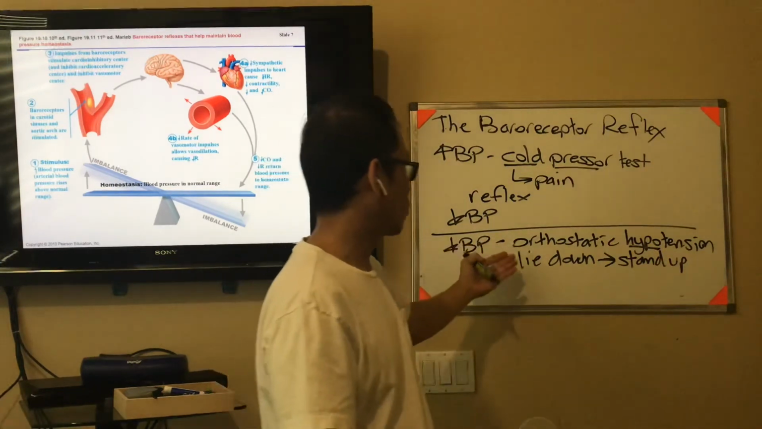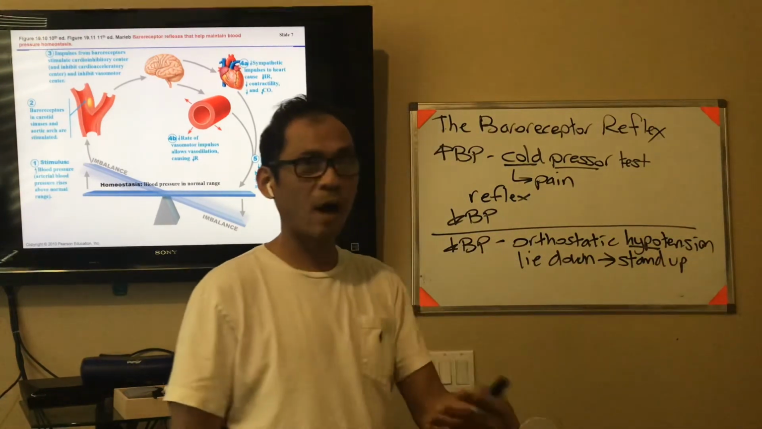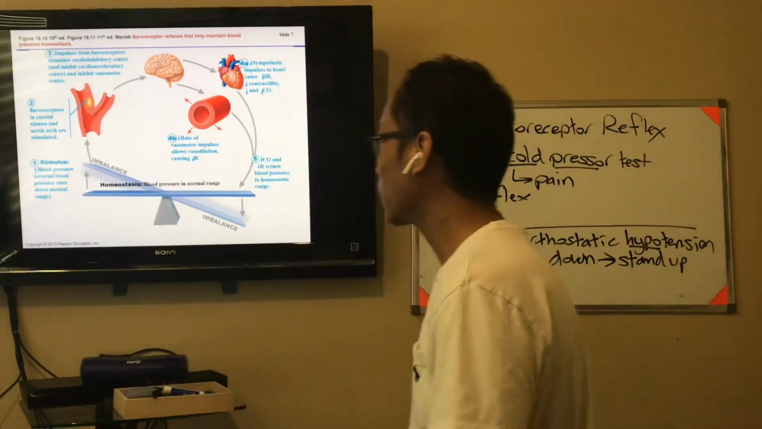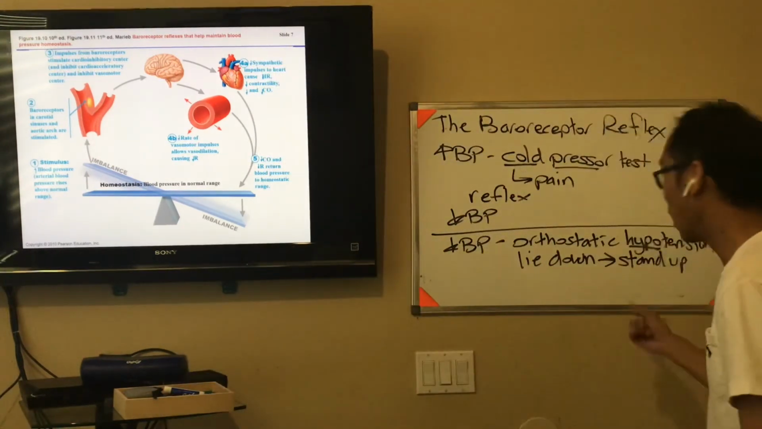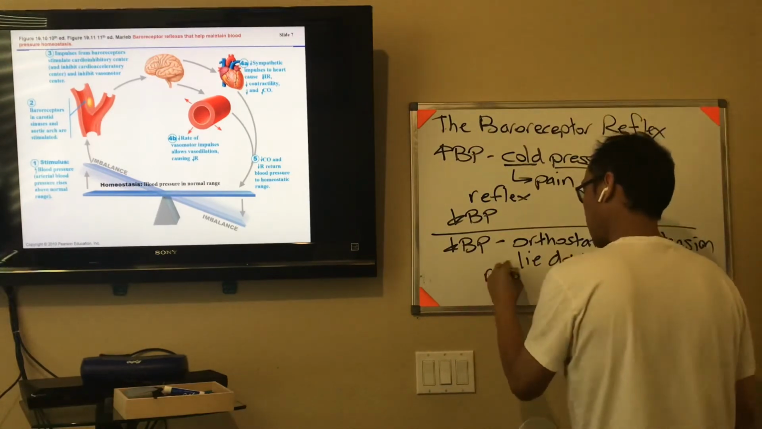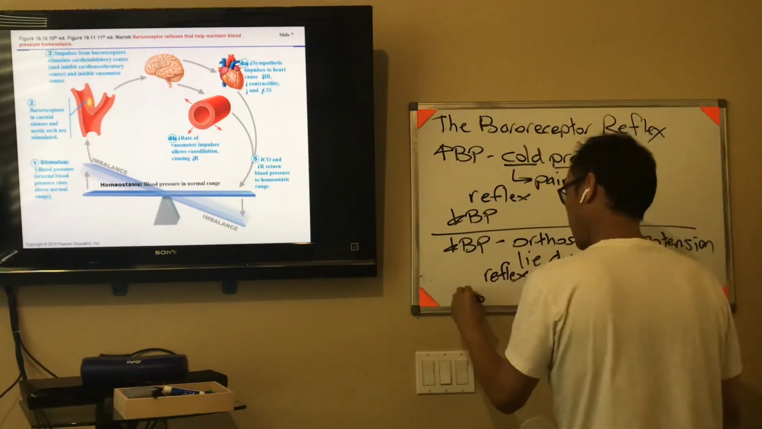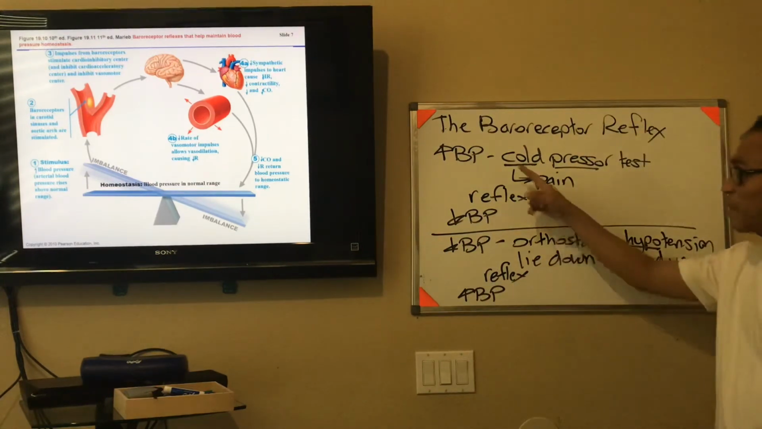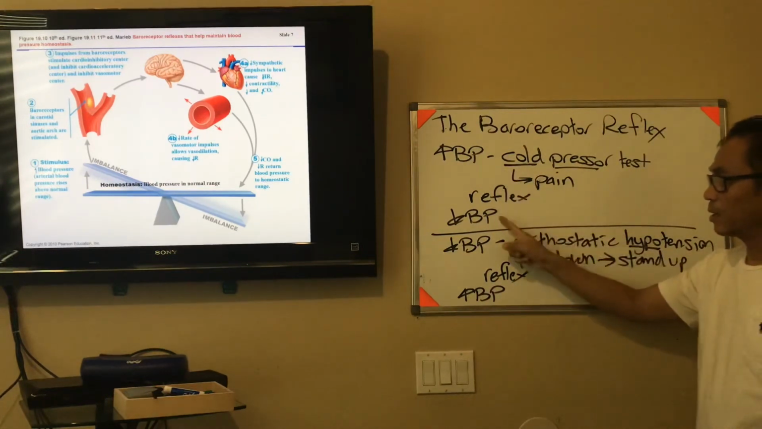So we stand up and we kind of see how the autonomic nervous system corrects that imbalance when blood pressure gets too low. The reflex increases the BP. So it's always if the imbalance is too high, you want to lower it.